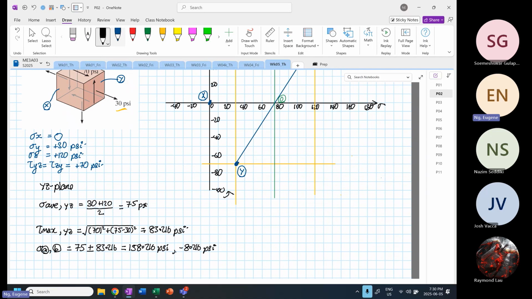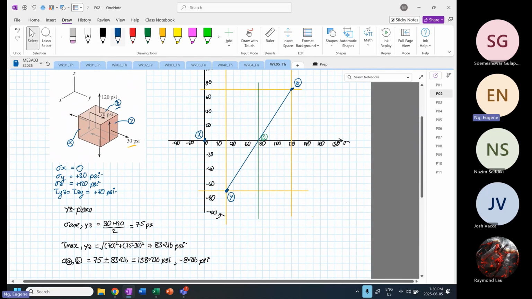Okay. So from here, we can draw our 3D Mohr circle. Sorry, our one of the planes, not 3D yet. So we have minus, and then we have plus 158. Hold on. It looks kind of weird. 20, 40, 60, 80, 100. That's correct. Okay, so 158 is about here.